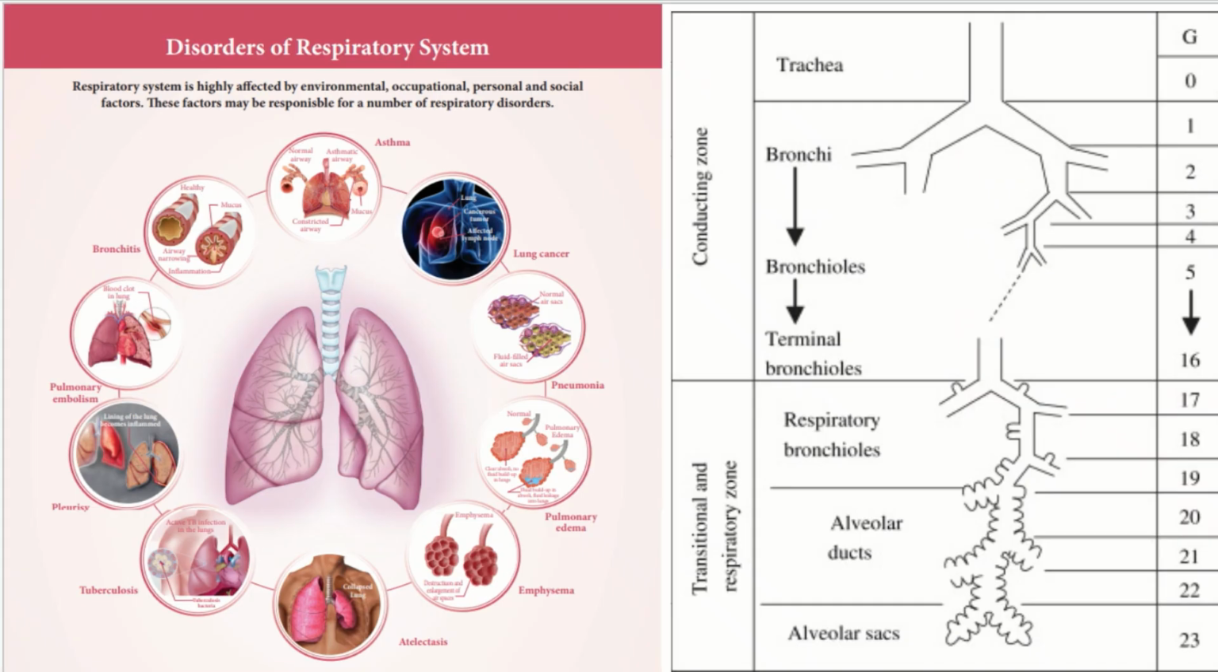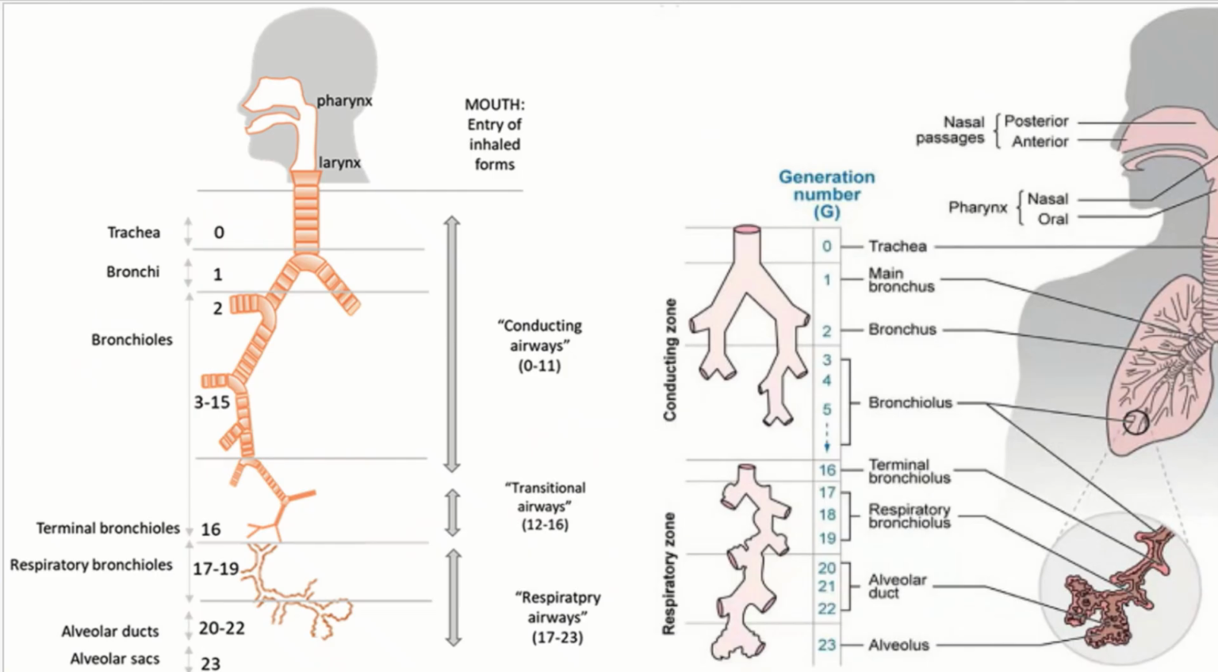Something else that helped me was finding charts like this one right here that break down the conducting zone and the transition zone. Just to figure out that the conducting zone carries air into the respiratory zone, where the gas exchange is going to occur. There's another one I had right here. These other two were also very helpful to me, just knowing the respiratory zone and stuff like that.